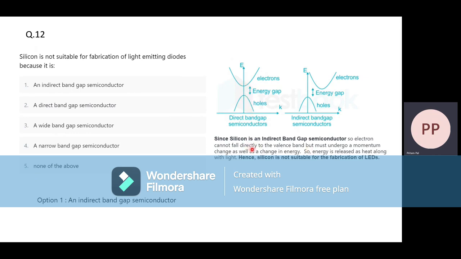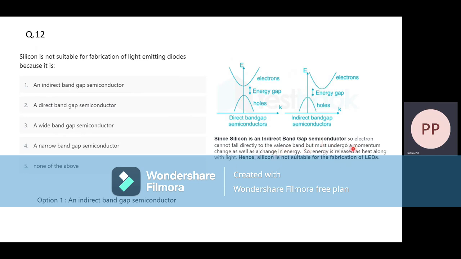So the electron can fall directly to the valence band. But for silicon, where it is slightly shifted, you can see the K value is not the same for the minimum of the conduction band and the maximum of the valence band. So the electron must undergo a momentum change as well as a change in energy.